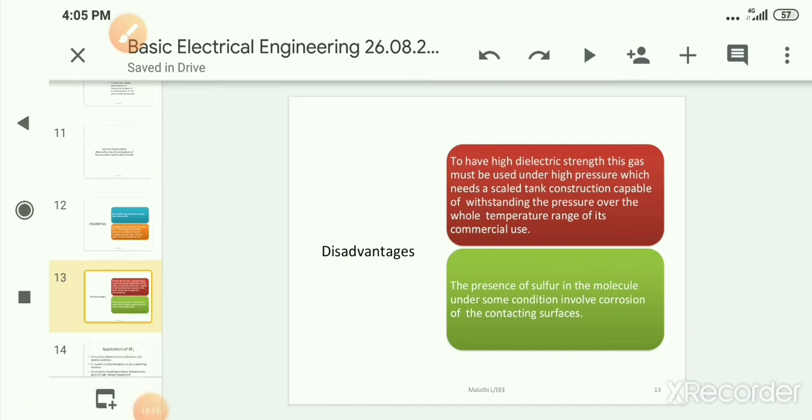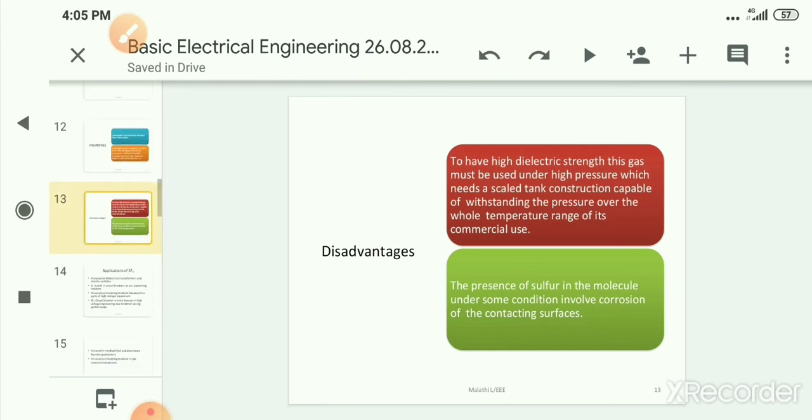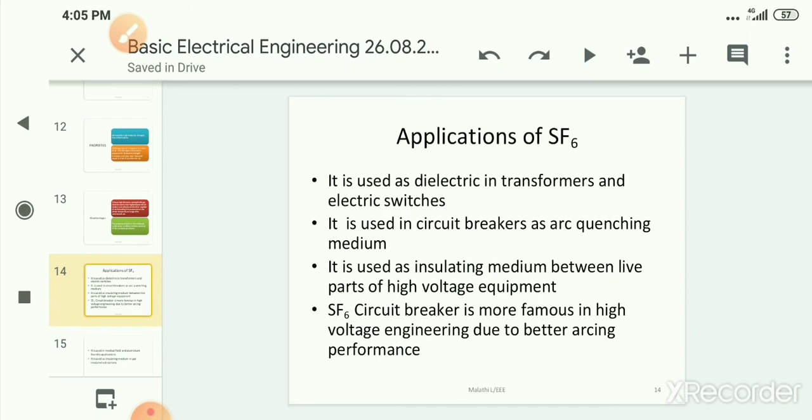So what are the applications? Sulfur hexafluoride has the following applications. It is used as a dielectric in transformers and electrical switches. It is used in circuit breakers as an arc quenching medium. It cools the arc produced between contacts.